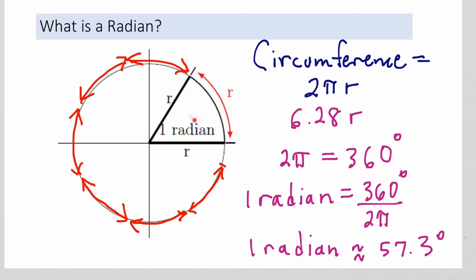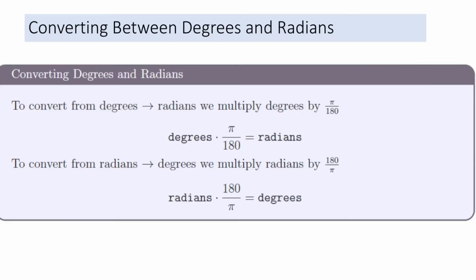This here is 57.3 degrees, which makes a little bit of sense because we know 45 degrees would be about here, so it's more than 45 degrees, less than 90 degrees, closer to 60 degrees. So 1 radian is equivalent to 57.3 degrees. We're going to need to be able to convert between degrees and radians in trig, so we learn to do that right away.